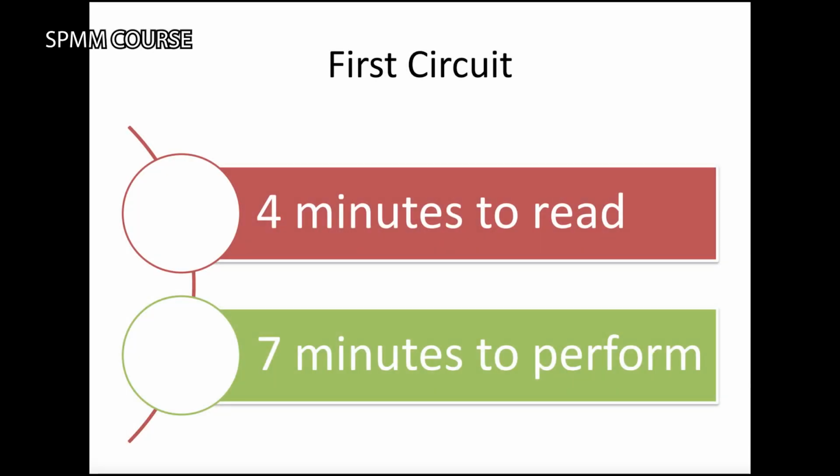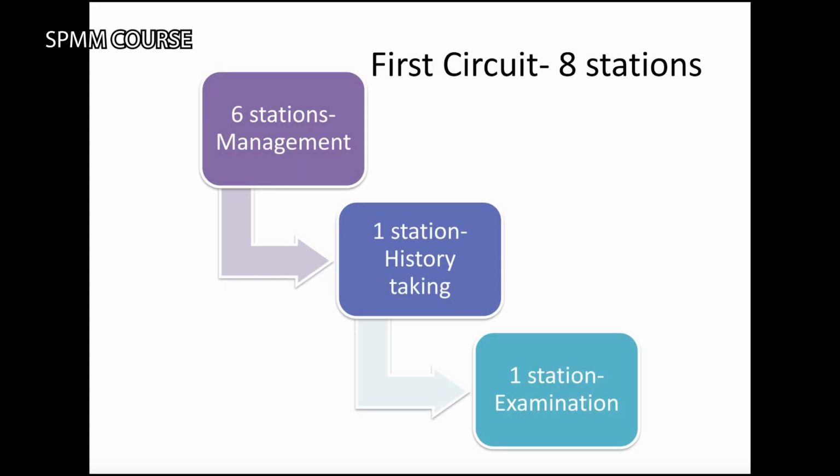In the first circuit, you will have 4 minutes reading time, followed by 7 minutes performance time with a warning at the end of 6 minutes. The majority of these stations are management stations. Among the 8 stations, you will have 6 stations focusing on management, 1 station on history taking, and 1 station on examination.